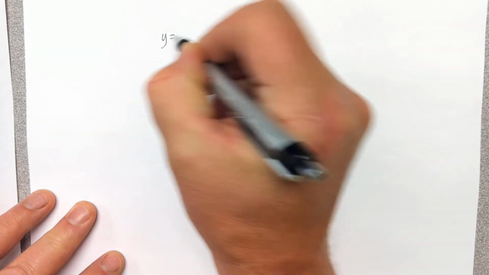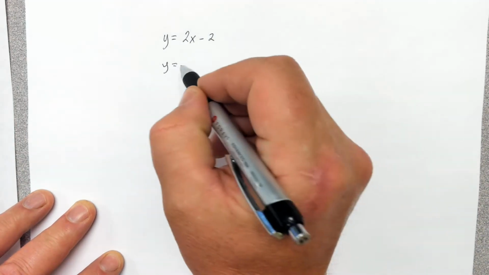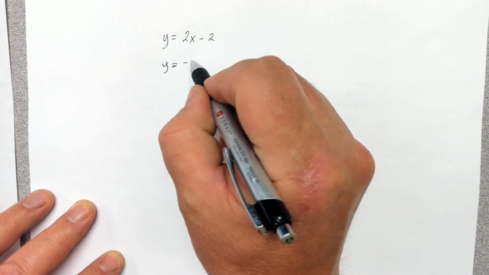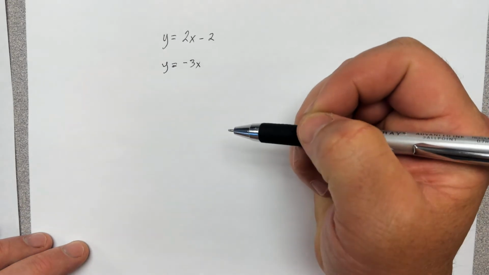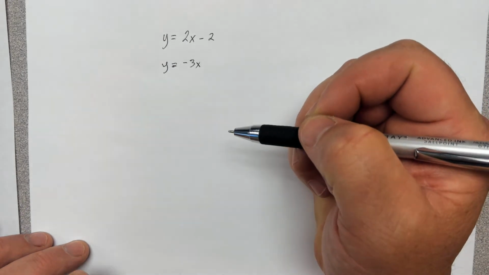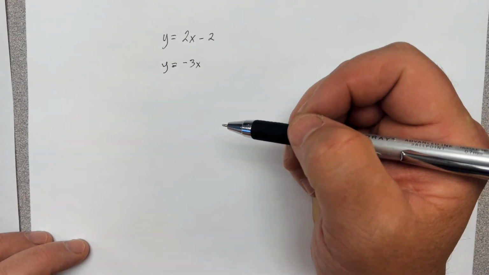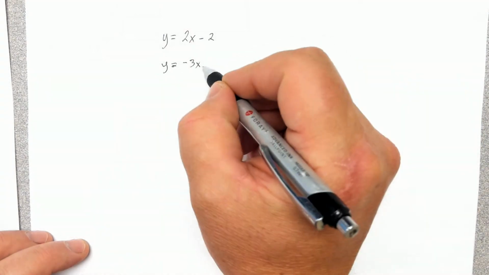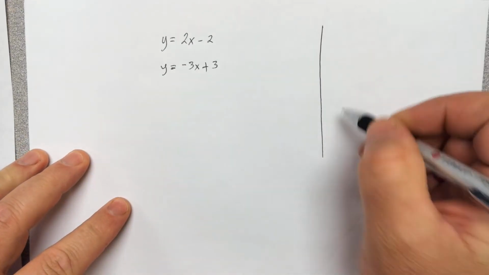Let's do y equals 2x minus 2. And let's do y equals negative 3x plus 3. Let's do this one. All right. So let's graph them both.